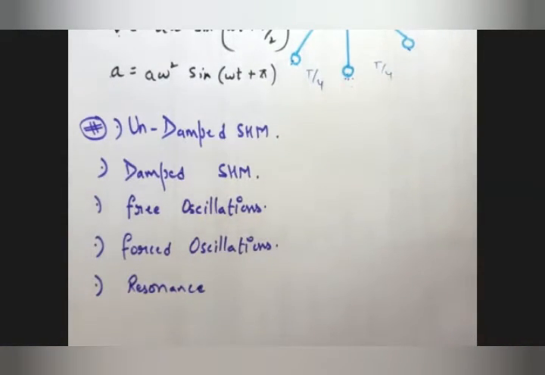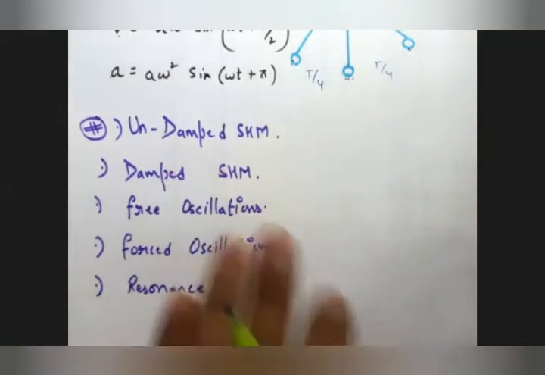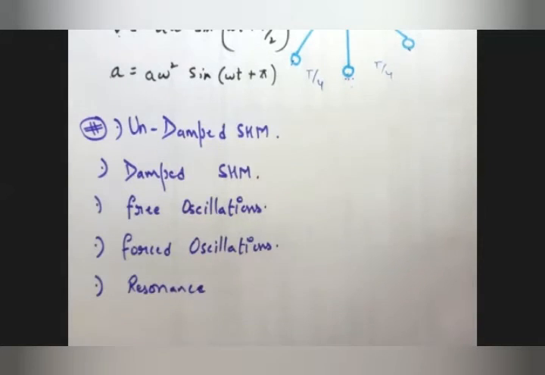So what do we mean by undamped oscillation? The oscillations in which the energy is not decreasing after each oscillation, where the total energy remains constant, are undamped oscillations. That means they are not losing energy, and they are not going to stop once they start oscillating. They keep oscillating till infinity.